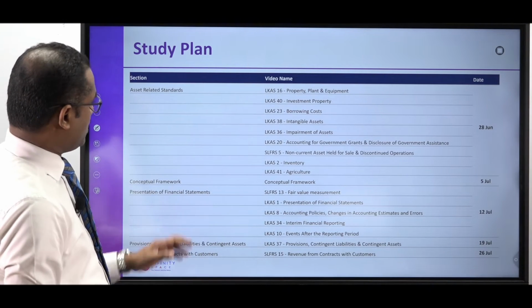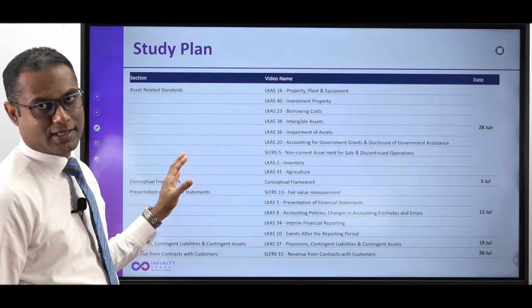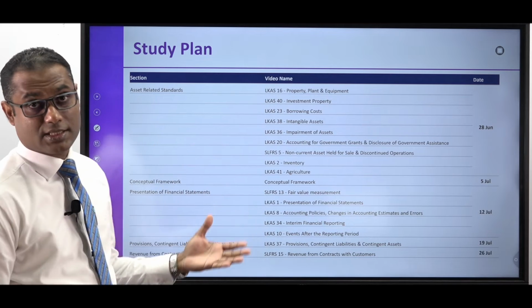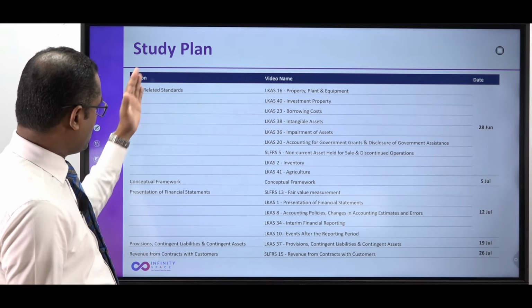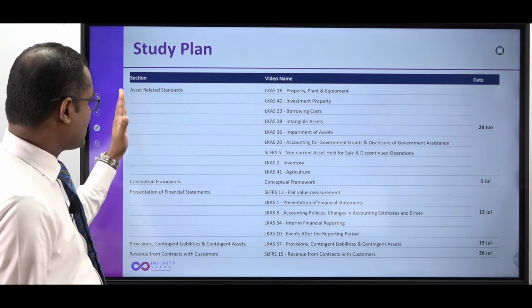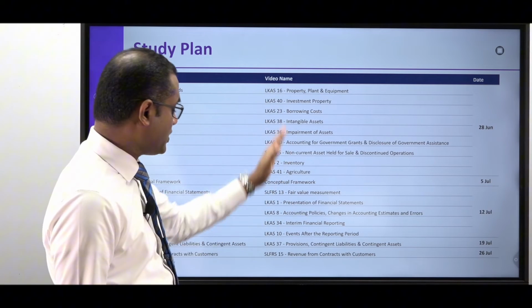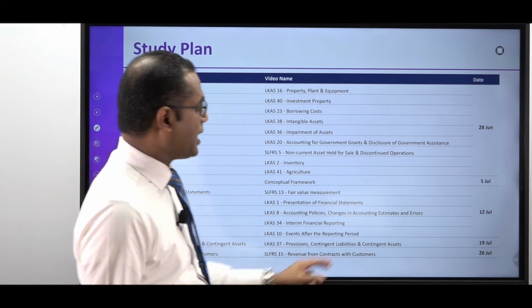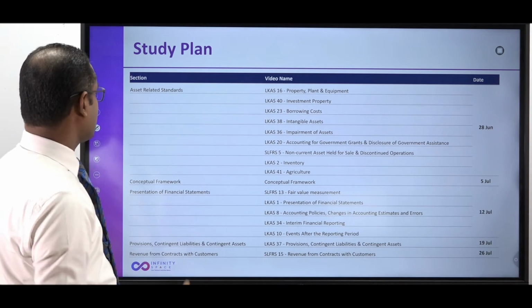Now, first of all, I'll be starting with accounting standards, which consist of 50% of your syllabus, the main area of the syllabus. So the particular videos I have divided into relevant sections, and thereafter more specifically what is the name of the accounting standard or the particular topic, and the date on which I'll be uploading the videos into the LMS is mentioned in this table.